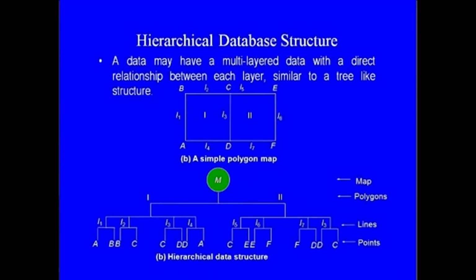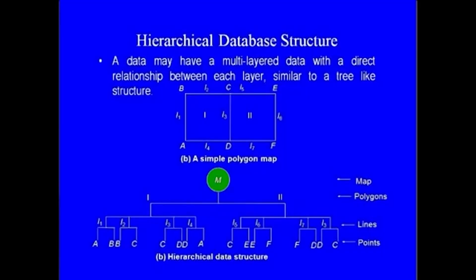Now, each of these polygons will consist of a number of sides. In this example, since it is a regular square that we have taken, let the lengths of the lines be designated as L1, L2, L3, L4. Similarly, for polygon 2, the lines which enclose or form this particular polygon are L5, L6, L7 and L3.